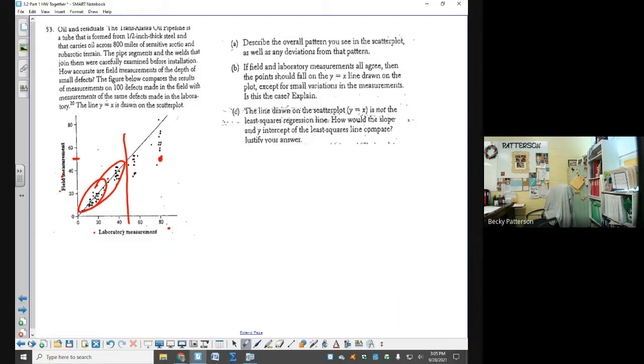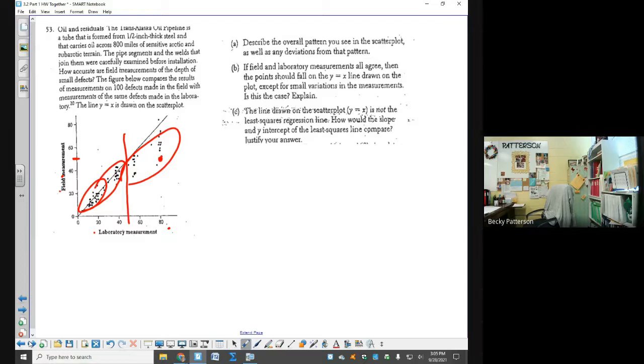If field and lab measurements all agree, the points should fall on the line y equals x, except for small variations in the measurement. Is this the case? Heck no, absolutely not. Explain. Well, I've got a lot of data sagging over there. It's not all on the line y equals x. Is that sufficient? I like it.